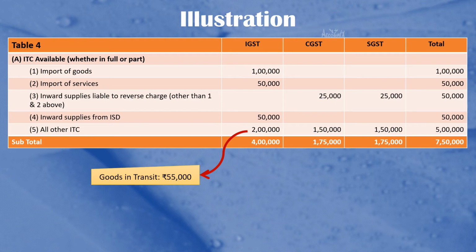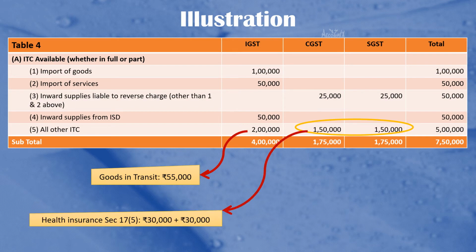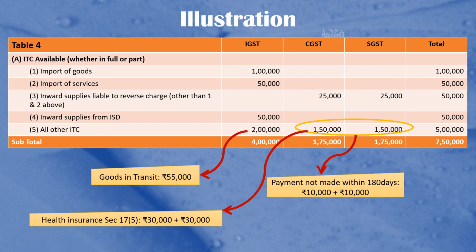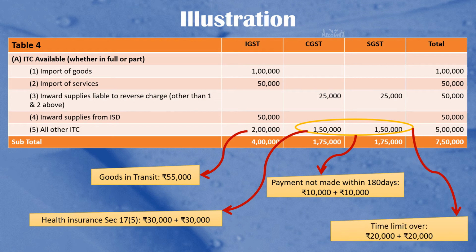Out of this all other ITC of 2 lakh, let's say you have input tax credit worth 55k and these goods are in transit. Out of this 1.5 lakh each CGST and SGST, let's say GST on health insurance premium to your employees is 30,000 each SGST and CGST, and 10,000 each on a transaction against which you have not made payment within 180 days. Then 20k each on the transaction for which the time limit to avail input tax credit is over.